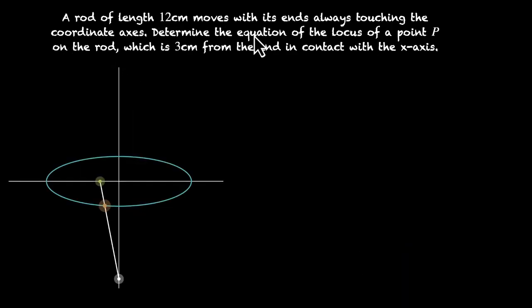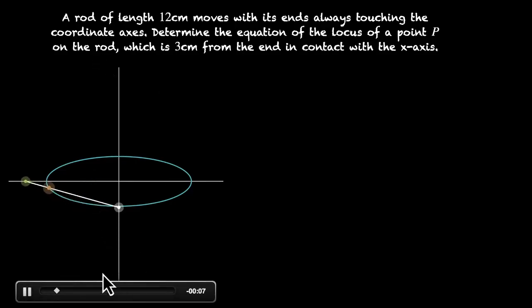Let's try one more. We have a rod of length 12 centimeters and it moves with its ends always touching the coordinate axes. Let's see this in action. This is how this rod is moving. This end is always on the y-axis and this end is always on the x-axis. Let's see this again. Okay, this is how this rod is moving.